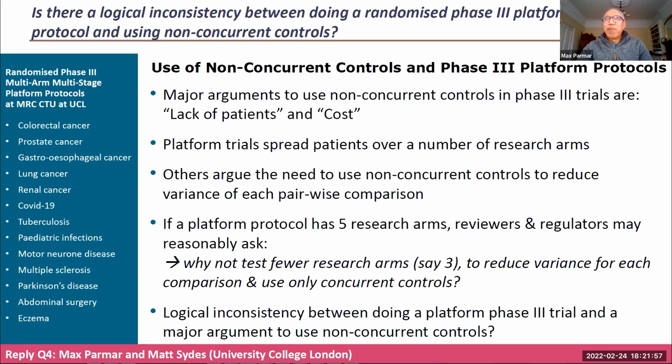And part of the rationale for use there is because the variance is so large in phase 2 trials. We know their size is generally modest, and the variance-bias trade-off may very well be worth it for the sponsor. I'd like to talk a little bit about one issue I don't think has been discussed in the phase 3 trial context, which is what I'm calling a logical inconsistency between doing a platform trial and using non-concurrent controls.